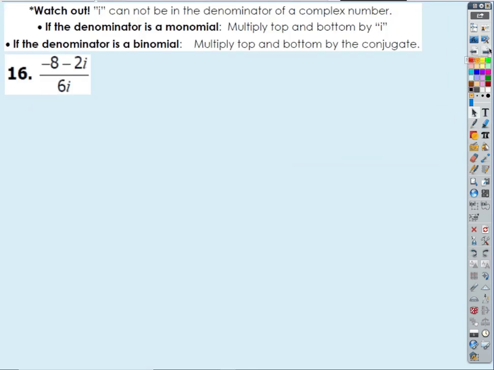What if you get one like this? This is really easy, but I want to make it even easier. Okay, I've got to get rid of the i on the bottom. What is the complex conjugate of 6i, first of all? Do you guys get that? If we're going to take z, and z is a complex number 6i, then the complex conjugate of z would be what?